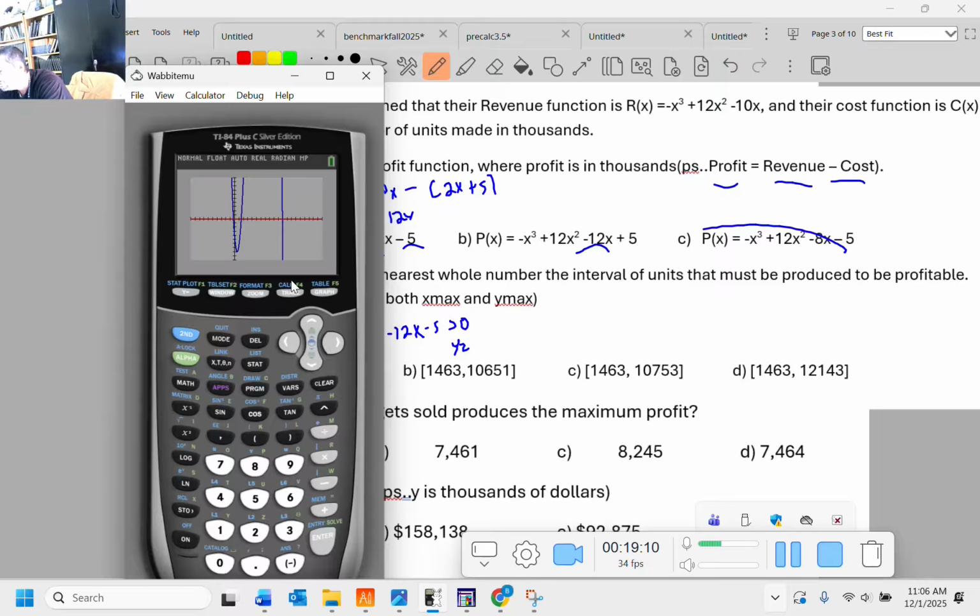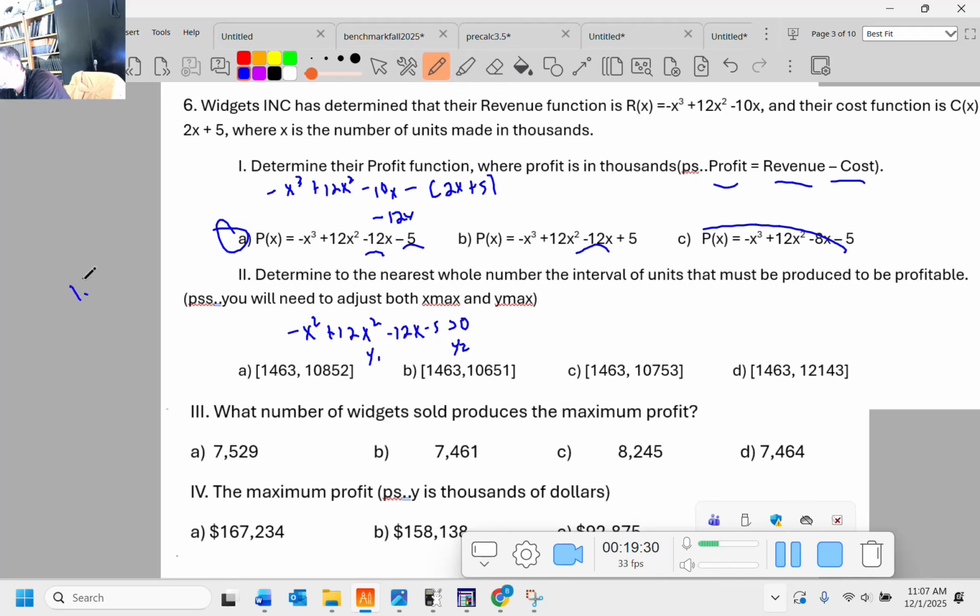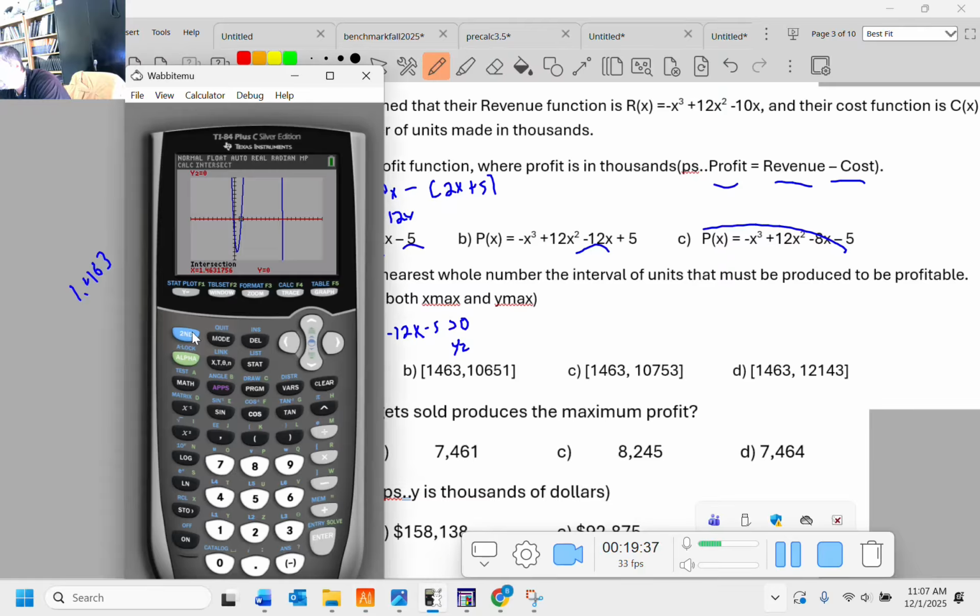Second trace, maybe second trace, 5 for intersect. You gotta pay attention to your X values. Get close, enter 3 times. So I got 1.463. That doesn't do me much good, does it? They all have 1463. Let's do this again.